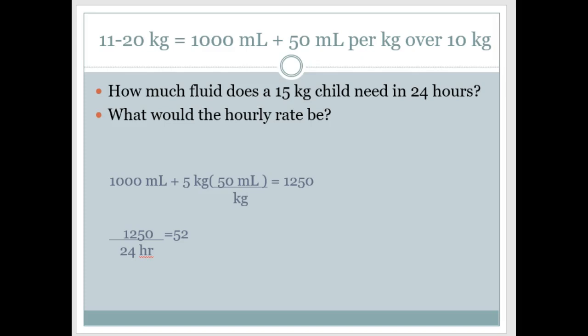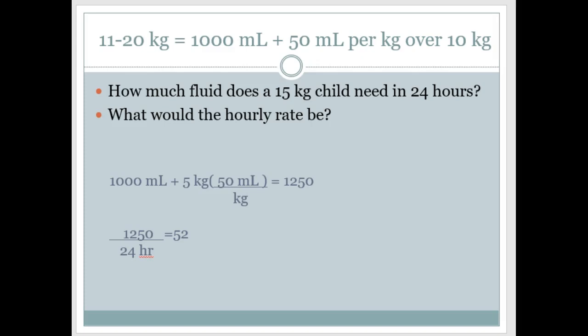So we have to figure out how many that is. So 15 minus 10 leaves us with 5 kilograms that we need to calculate at that new ratio. So we're going to take 5 kilograms times 50 milliliters per kilogram. That's going to give us 250, and we add that to the 1,000. That's going to give us 1,250 milliliters in a day. I did not label that, so that's not as clear.